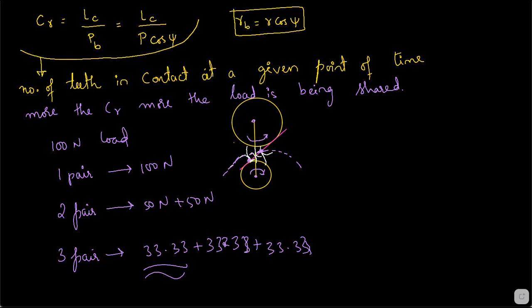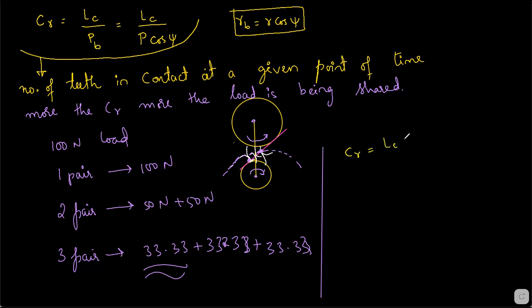Okay, then how do we increase the contact ratio? How can the contact ratio be increased? That is the question. Why increase contact ratio? If contact ratio is more, automatically the load is being shared. More sharing means less load on the individual teeth. Fine. So how to increase contact ratio?